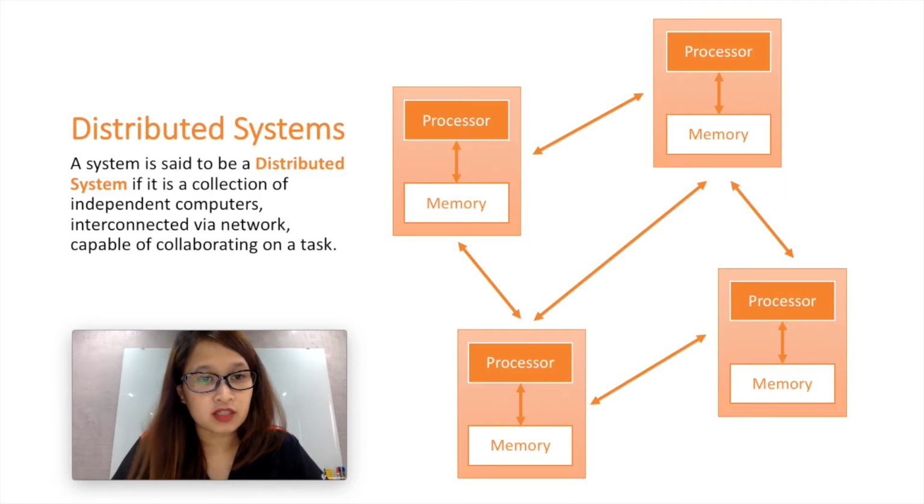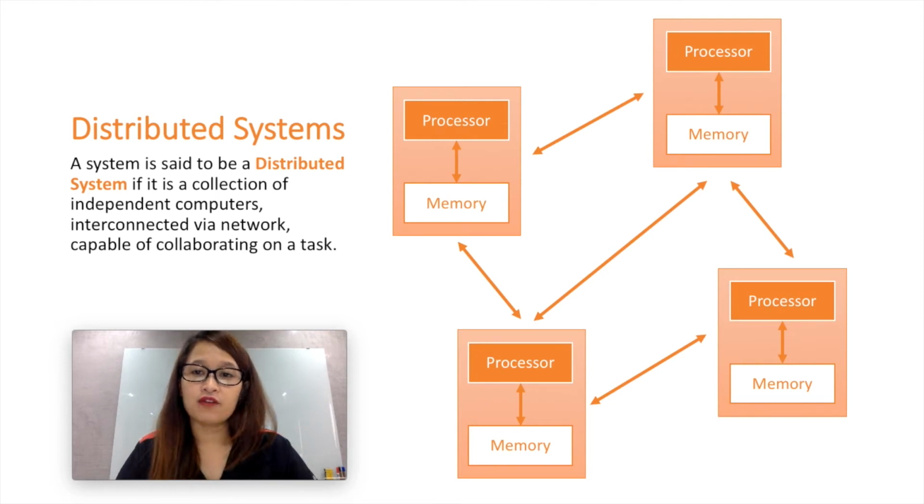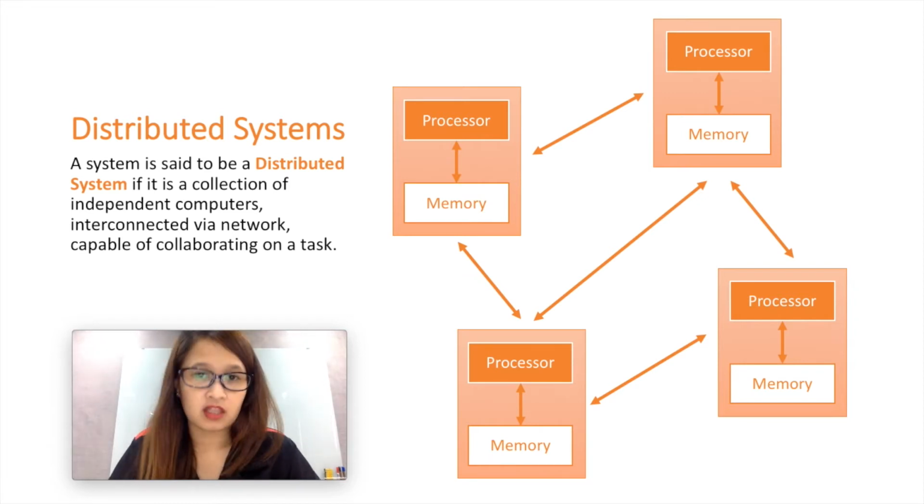For distributed systems, a system is said to be distributed if it is a collection of independent computers interconnected via network and capable of collaborating on a task. As shown in the figure, we have, let's say, four sets of computers with their own memory and they are connected to each other. Examples of this would be the internet or intranet and the ATM machines. So we transfer or get money from the ATM anywhere and anytime.